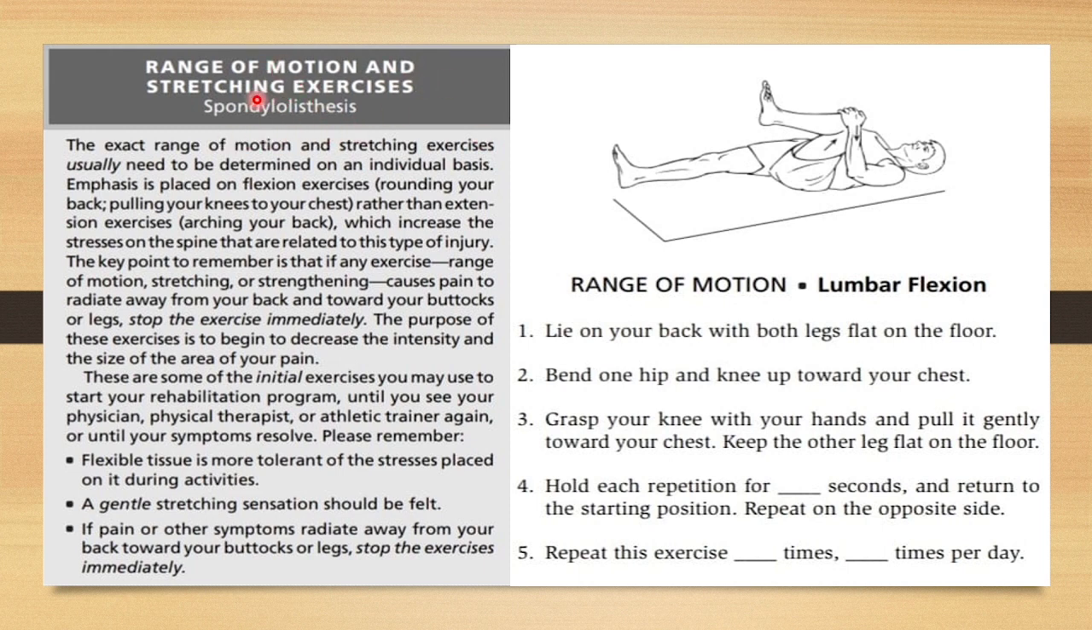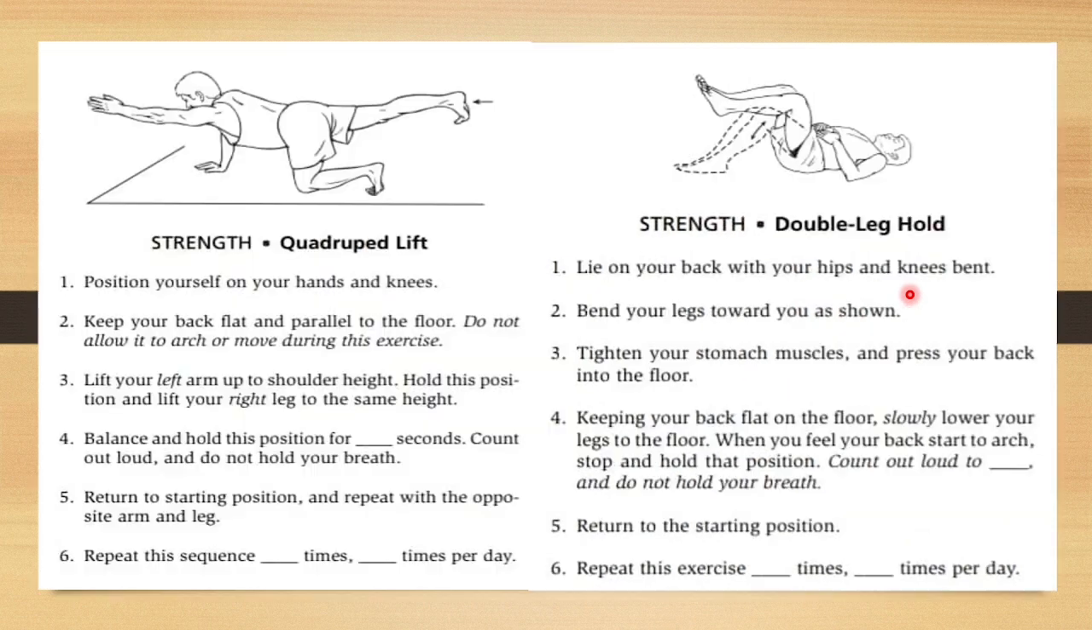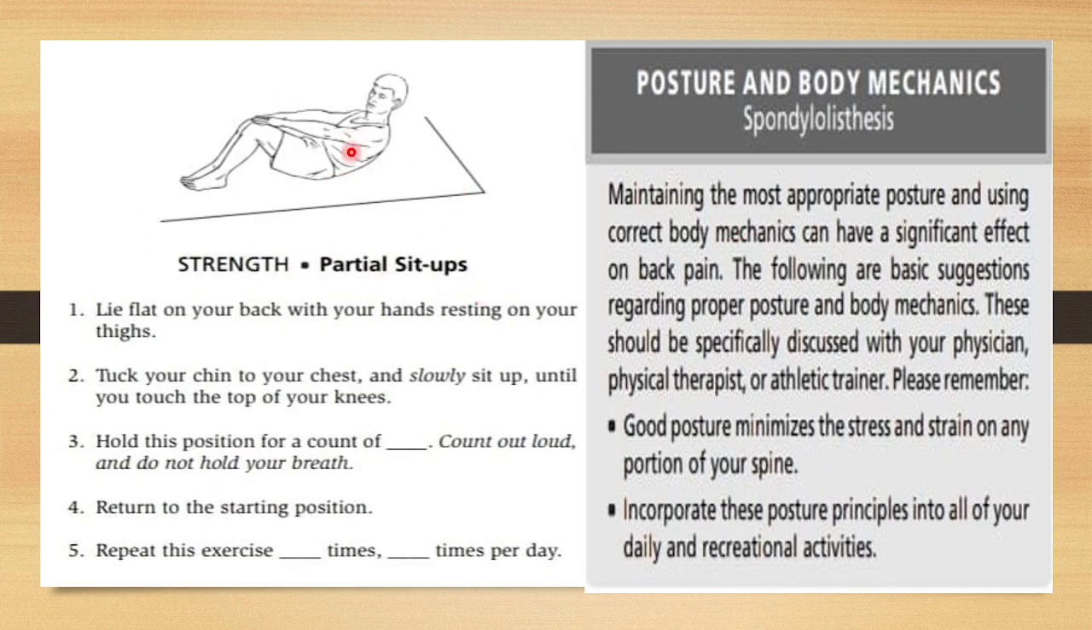Mainly range of motion and stretching exercises. So mainly range of motion for your lumbar flexion and your pelvic tilt exercises, quadruped lift, that is your bird dog exercises, and double leg hold exercises. So partial sit-ups. These are the exercises which may be helpful for improving the strength of your abdominal muscles. Maintaining the flexion attitude is very important in spondylolisthesis.